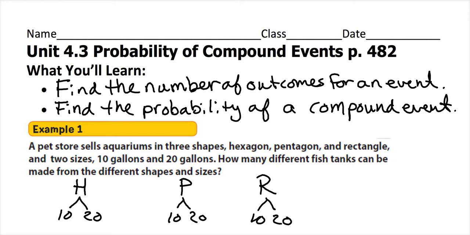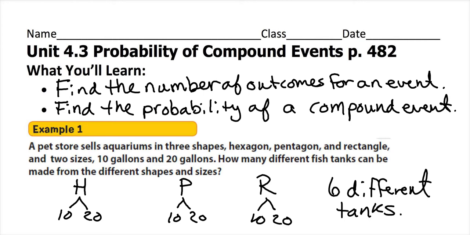Okay, so then how many different outcomes would there be for this one? In this case, we would have H10, H20, P10, P20, R10, and R20. So that means there are 6 different ones. So we're just counting up the bottom row here. So there are 6 different tanks. And that's it, okay? All right, let's try the next one.